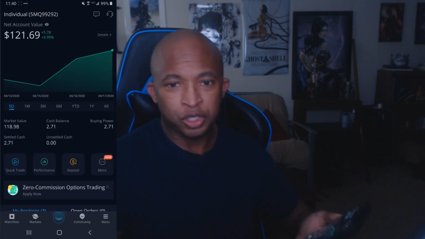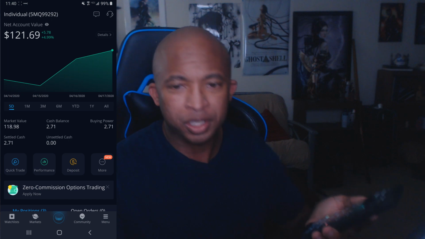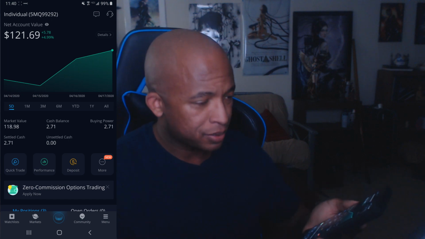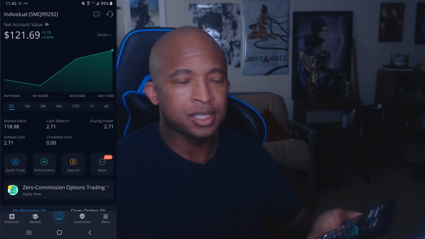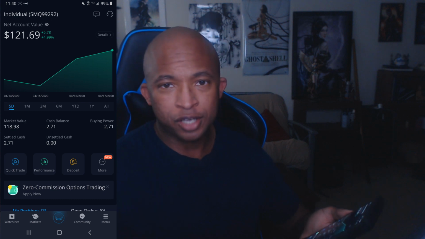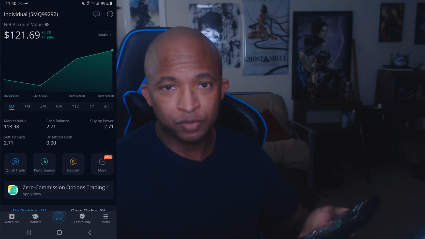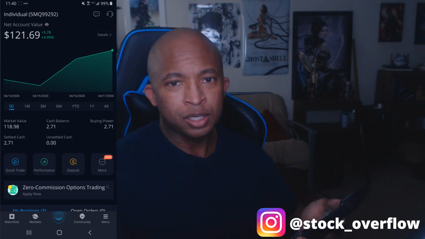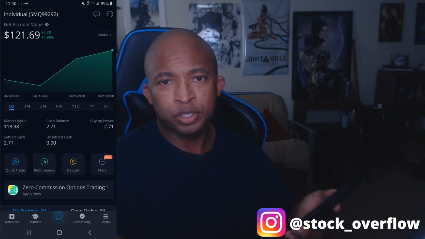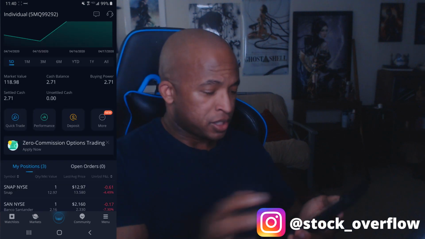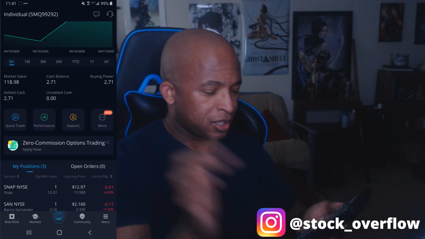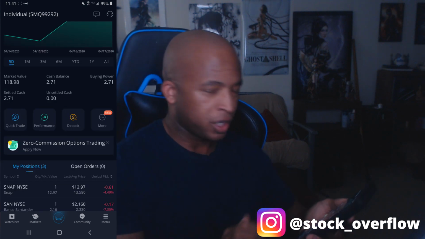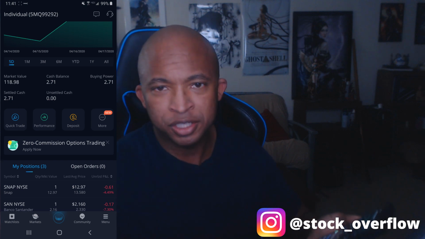But there's nothing too overwhelmingly good or bad that I have to say about this app. One thing I can say is that it does not do fractional shares and it does not do dividend reinvestment. So I would not pick this brokerage for a dividend play. But see, from here, I can deposit money from my account, I can trade in and out of stocks, but nothing too special here.